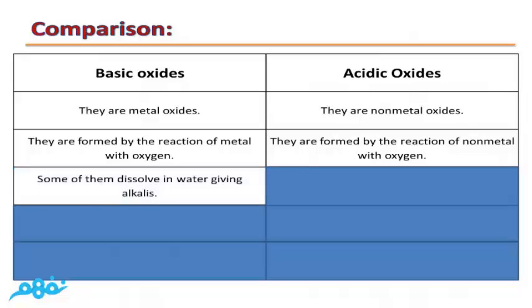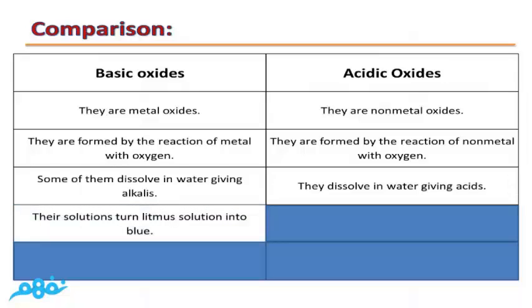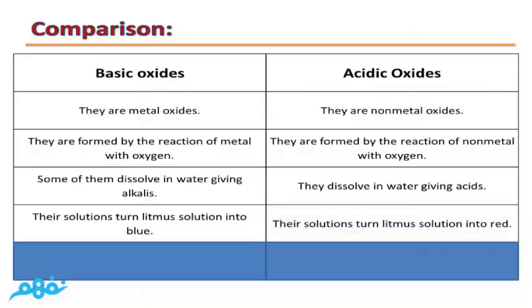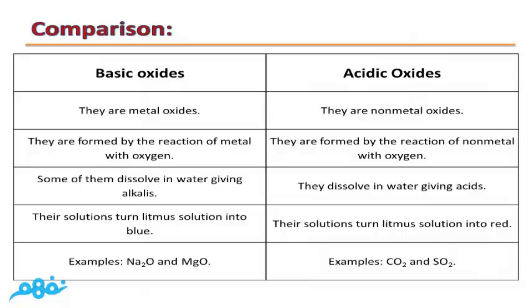Some basic oxides dissolve in water giving alkalis, but all acidic oxides dissolve in water giving acids. The solutions of basic oxides turn litmus solution into blue, while the solutions of acidic oxides turn litmus solution into red. Examples for basic oxides are sodium oxide and magnesium oxide. For acidic oxides, we have carbon dioxide and sulfur dioxide.